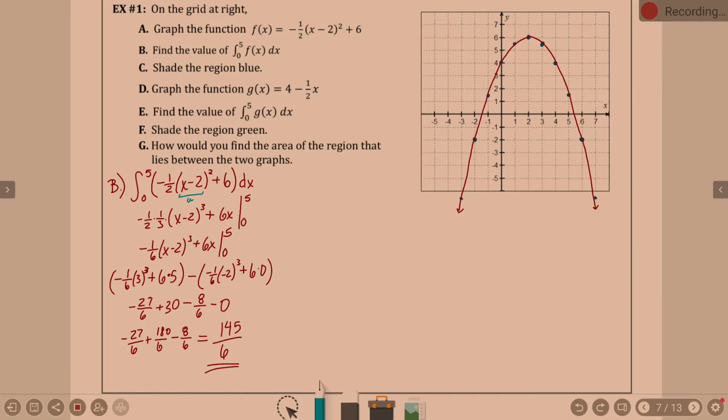C says shade the region in blue. What region are we shading in blue? What does that represent right there? So the integral from 0 to 5 of f of x dx. So that area from 0 to 5 under the curve. So officially it's not full. I guess, what do you mean by under the curve? Like, how low does my under the curve go? To the x-axis.